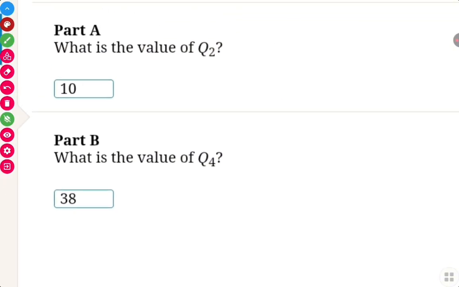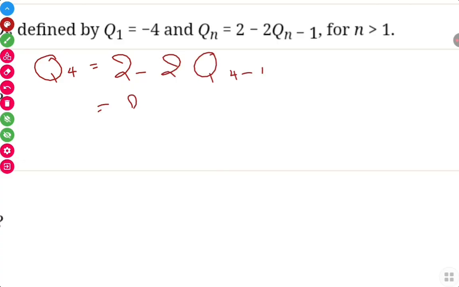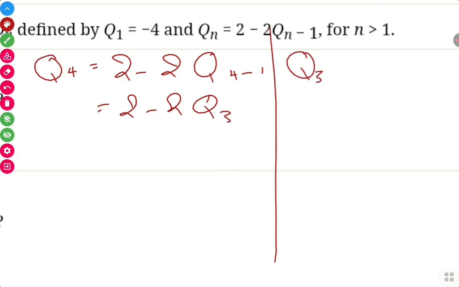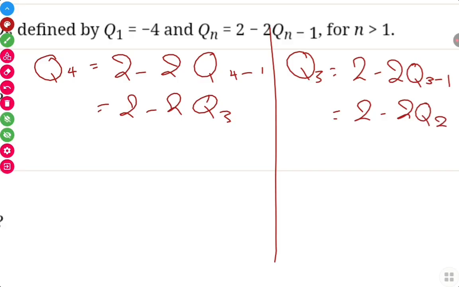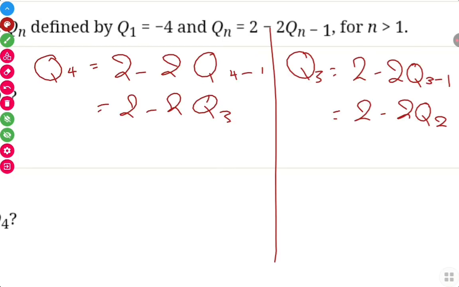And then they want the value of q4, so we solve. We substitute 4 into n. q4 is equal to 2 minus 2 q_(4-1), which is equal to 2 minus 2 q3. We don't have q3, so we need to solve for q3 now. q3 is equal to 2 minus 2 q_(3-1), so 2 minus 2 q2. We found q2 in the previous question. q2 is equal to 10.